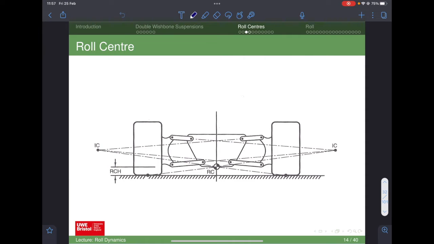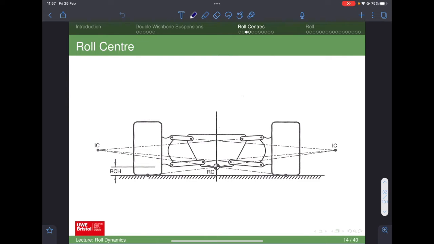So on this side, you've got these upper and lower wishbones. They project out to make the instant centre. So that instant centre is for the left-hand wheel. Then we'll ignore the right-hand wheel. What you do is you then draw a line between the instant centre and the contact of the wheel.